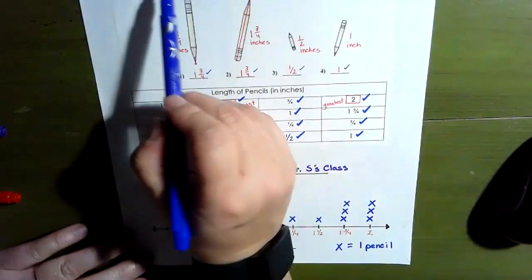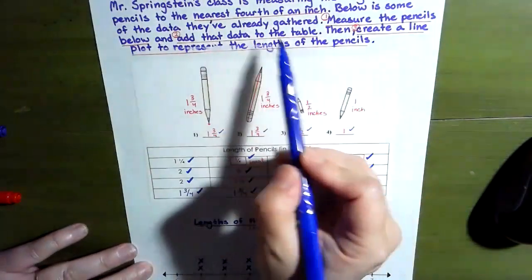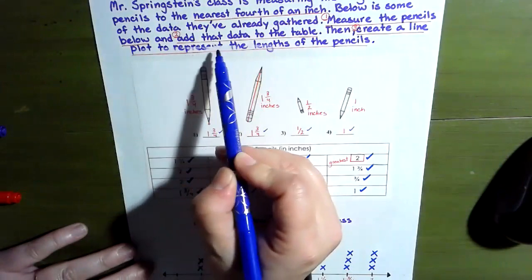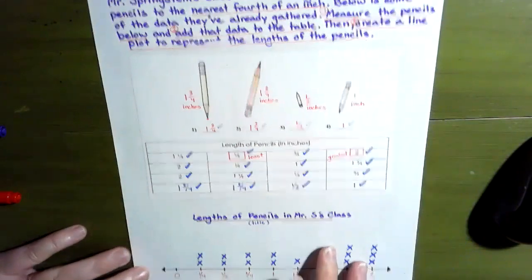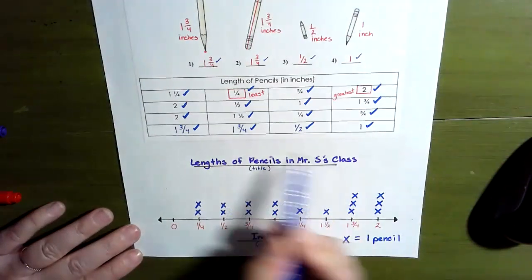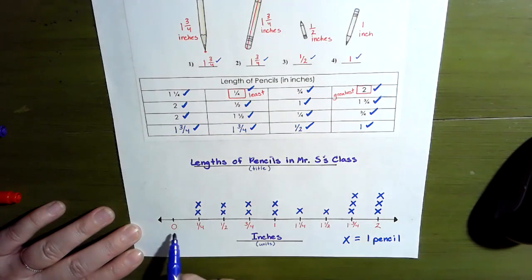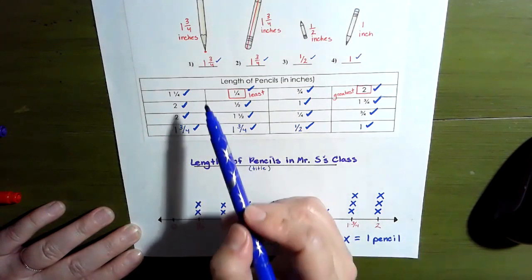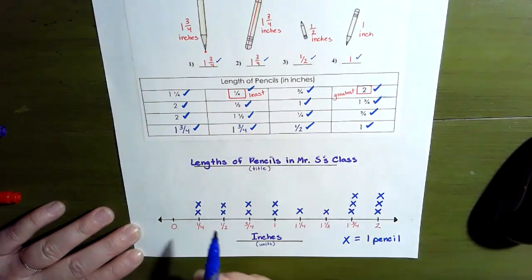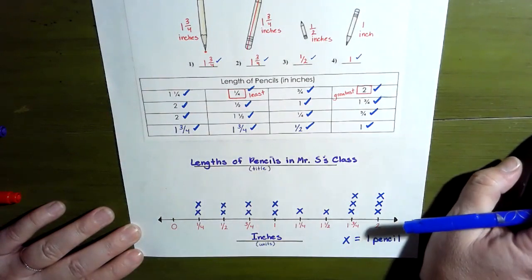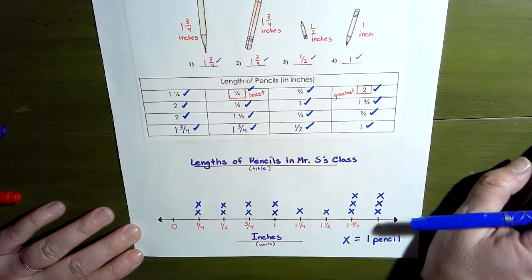Now we've completed the last task to create a line plot to represent the lengths of the pencils. Your line plot should be complete with your title, your units, your key, your completed number line, and your X's that should match your data in your data set. Whew, that was a hard task. Great job.